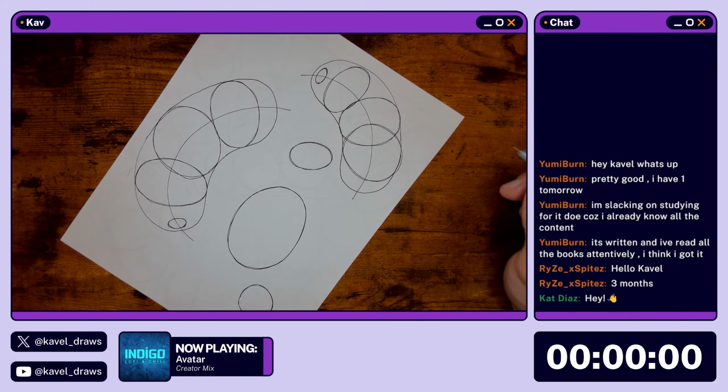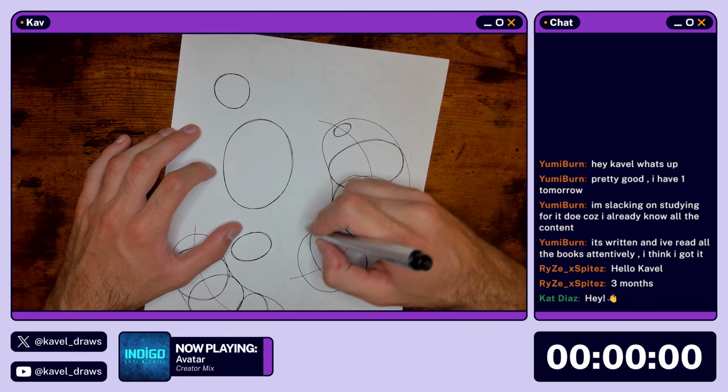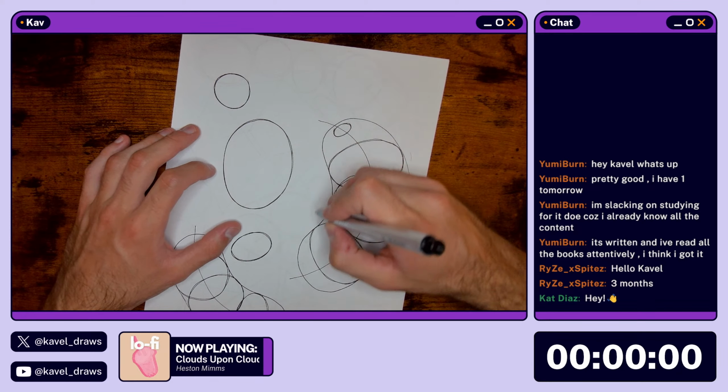Need to ghost a lot more with these ellipses. That's kind of why I'm still going at them, is because today is just not a good day of focus. Line work is okay, but focus is not.